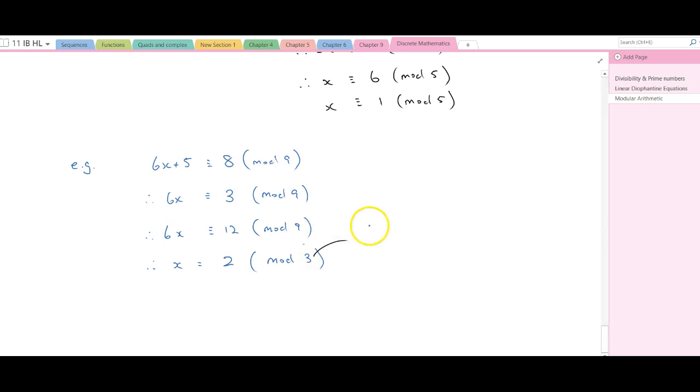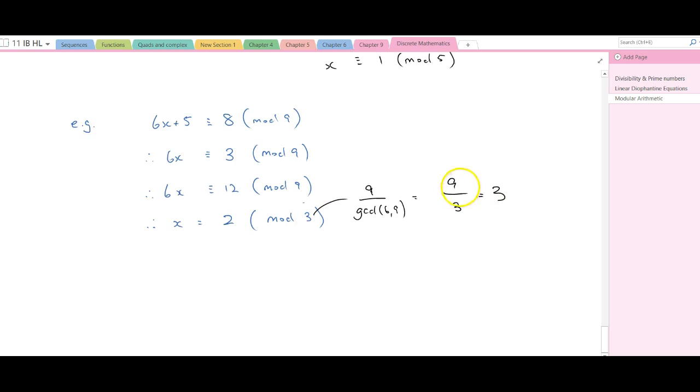That 3 came from 9 divided by the GCD of 6 and 9. 6 being this number here that I divided by, that's my D. And that's equal to my GCD of 6 and 9, which is 3. That's how we get the 3 there. All right, let's do another example.